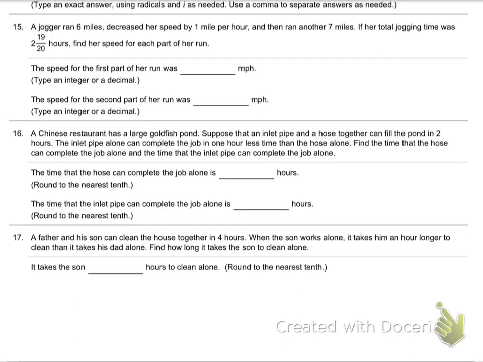Okay, so a jogger ran 6 miles, decreased her speed by 1 mile per hour, then ran another 7 miles. Total jogging time, 2 and 19/20 hours. Find her speed in each part. All right, it's been a while since we've done any travel problems. Remember the equation? Distance equals rate times time.